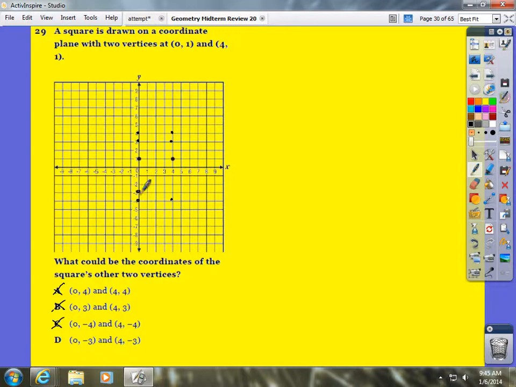0, -3, and 4, -3. That's 4 across and 4 up. So, yep, that one works right there.